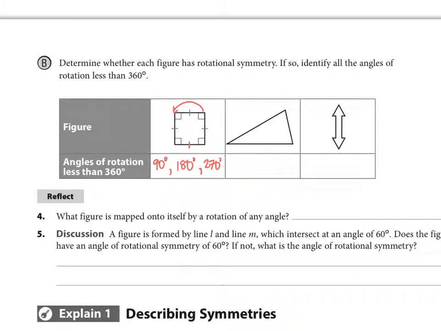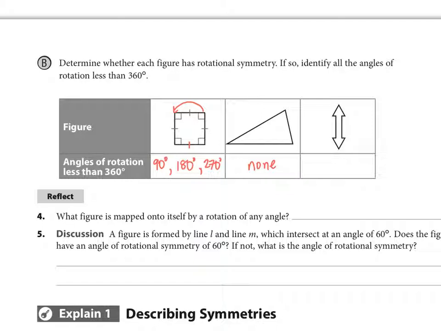The next shape, the triangle, is not going to have any rotational symmetry. We cannot rotate this thing at all. Again, I highly recommend you use a transparency. It's nice to see that visually, you turning it. Come in and see me if you're not sure exactly how to set that up.